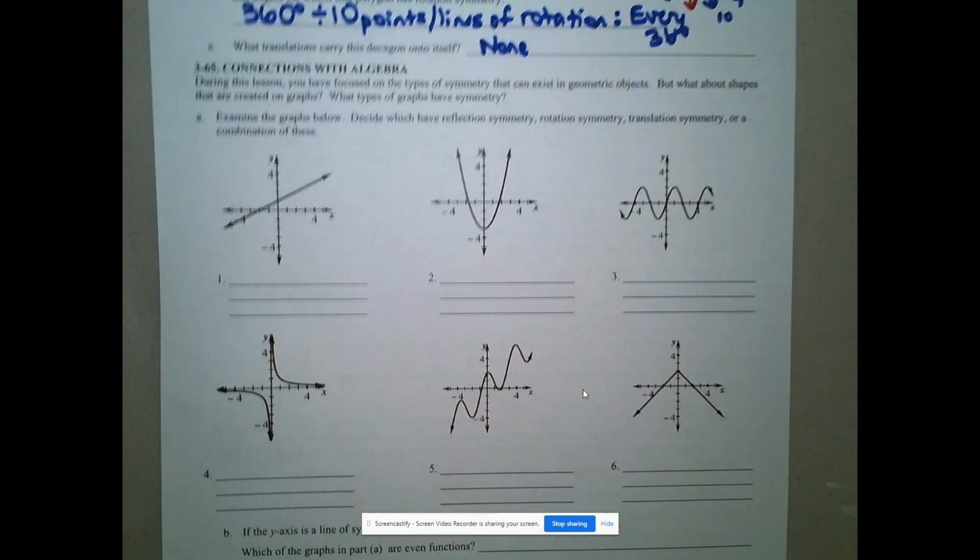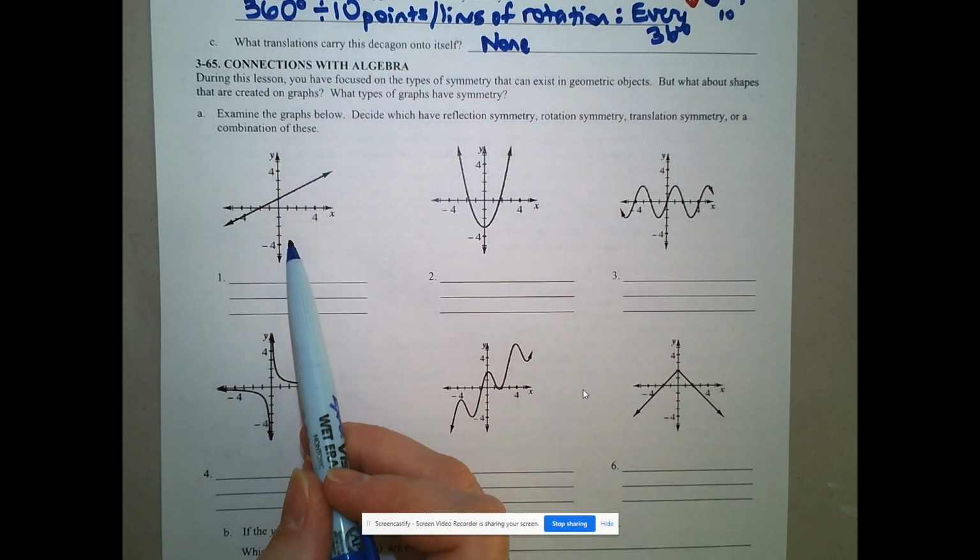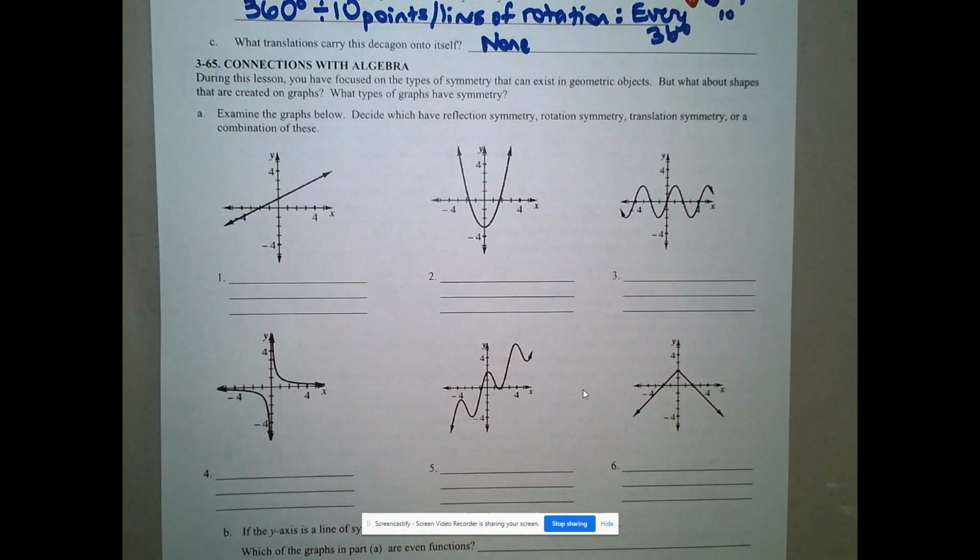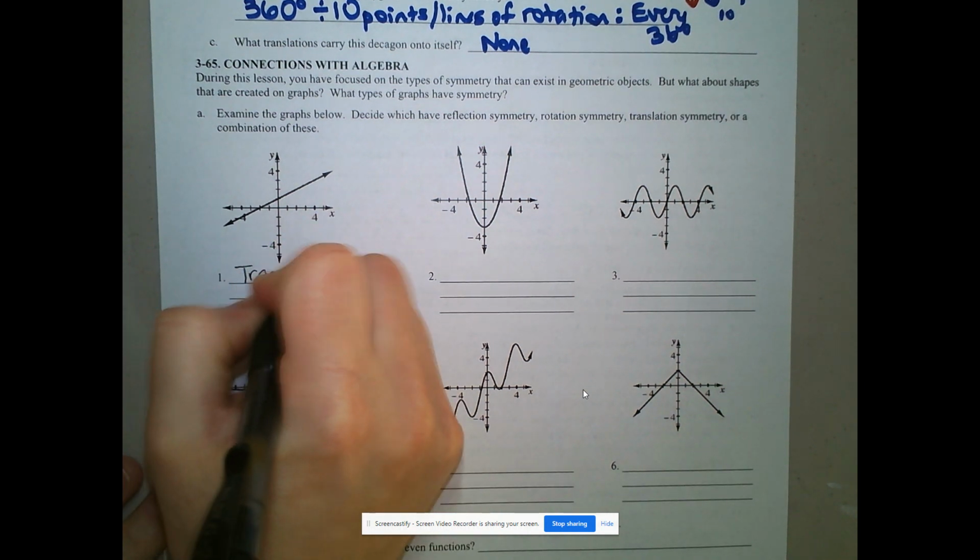All right, connections with algebra. So here we have a line, a straight line with arrows on the ends of it, just like we talked about before. So when we want to know, does it have reflection symmetry, rotation symmetry, translation symmetry, or some combination thereof, we know it has translation. And that's because it's a straight line. So we can shift this thing up and down itself forever. So definitely a yes to translation.